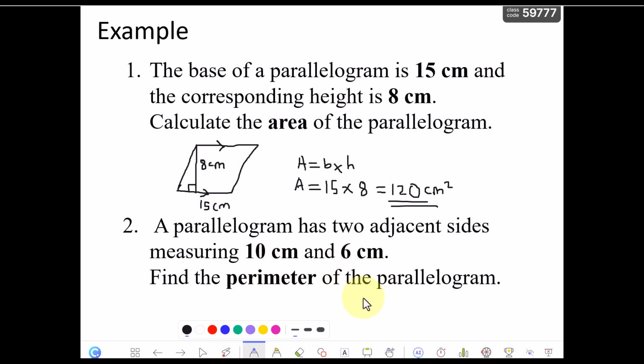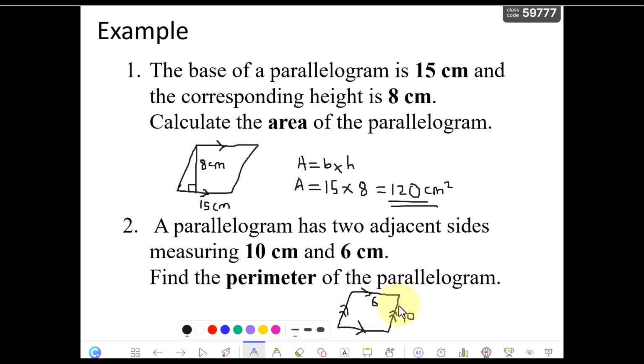So you know what adjacent means? Let me sketch it on this side. So if this is my parallelogram, something like this. Remember opposite sides are parallel and equal. Opposite sides are parallel and equal. So always put this arrow to show the parallel sides. So adjacent means if this side is 6, for example, then this side should be 10. So these are the adjacent sides.